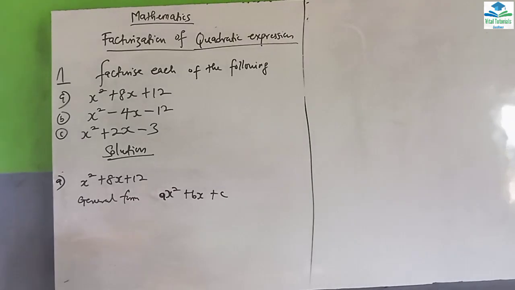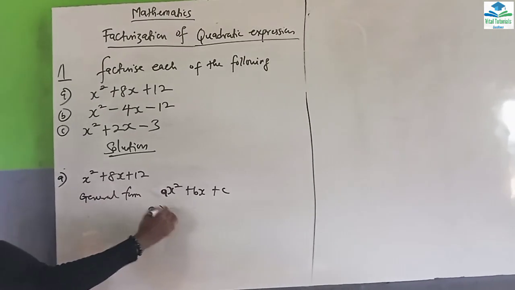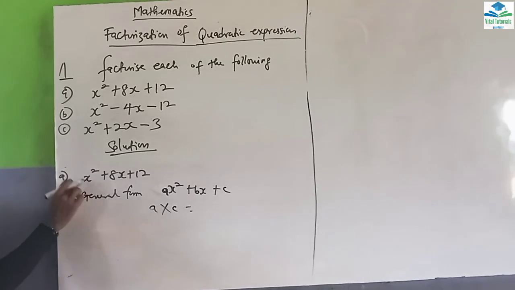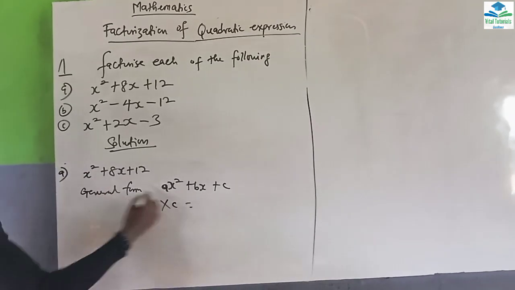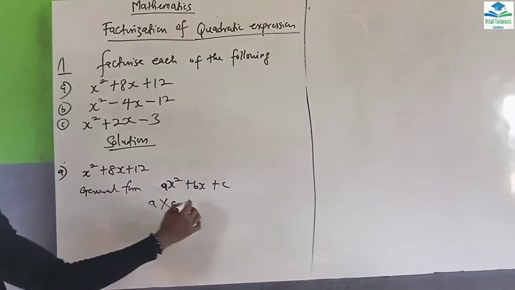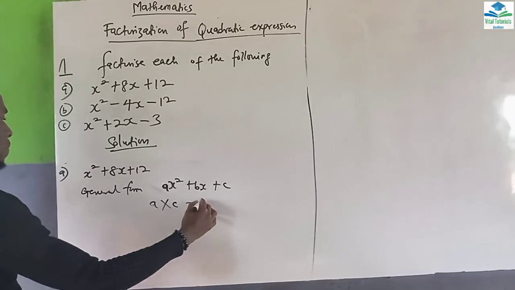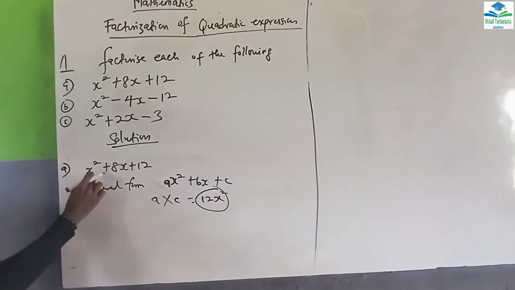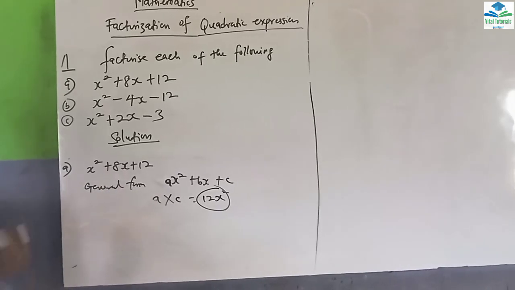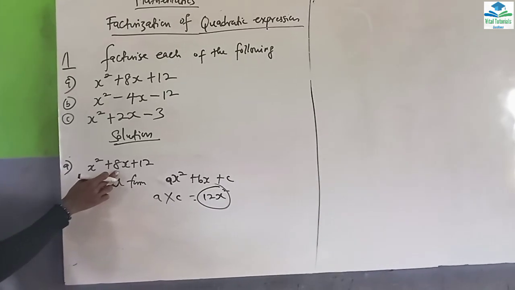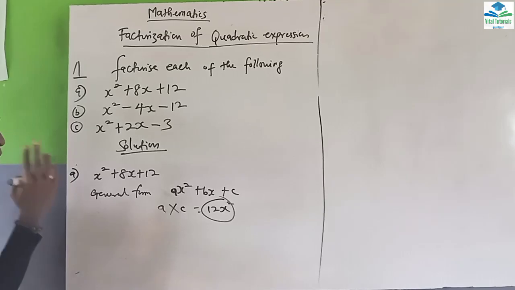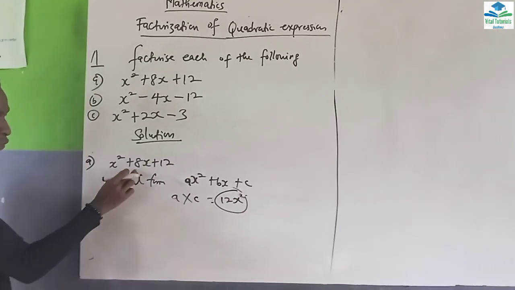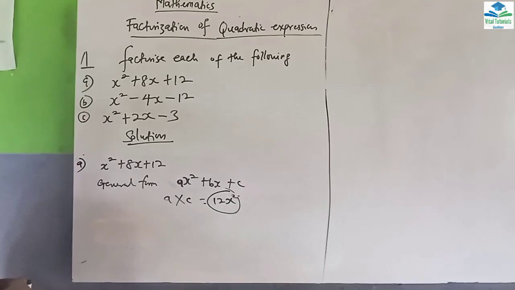Now for you to factorize this kind of equation, you have to multiply a times c. If you take what is here and multiply it by what is here, you have 12x squared. Now I'm going to look for two numbers that will replace this 8x, with the condition that when you multiply them you get this answer, but when you add them you get this answer. Let's look at those two numbers.